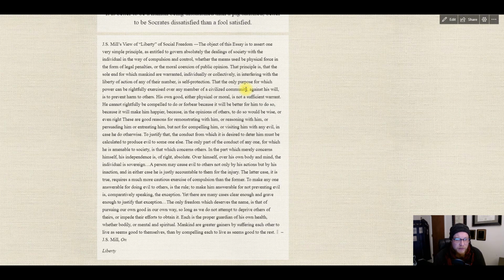A person may cause evil to others not only by his actions, but by his inaction, and in either case he is justly accountable to them for the injury. That's important. You can be held accountable not just for what you actually do, but by what you don't do. And so, Mill says, people want to do whatever they do. Let them, until and unless they are causing harm to others. Do what's best for most people. But you can't violate people's freedom unless and until they cause harm to others.